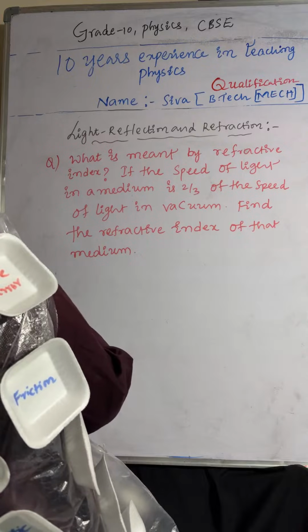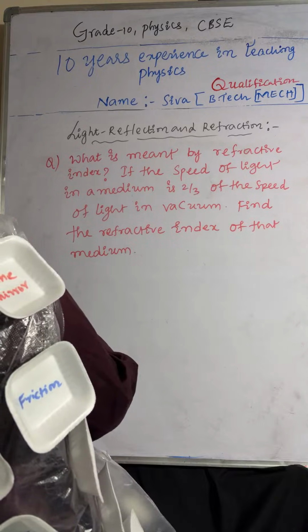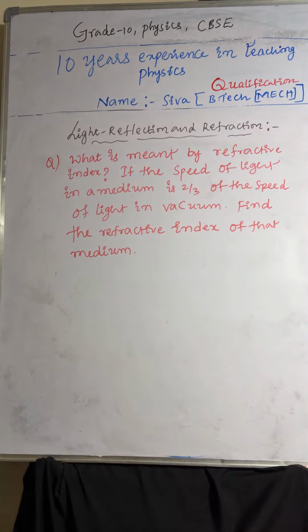So what is meant by refractive index? If the speed of light in a medium is 2 by 3 of the speed of light in vacuum, find the refractive index of that medium. So that is the question. Try to answer it. If anyone knows, let me know the answer. Okay, very good. The answer 3 by 2 is correct.